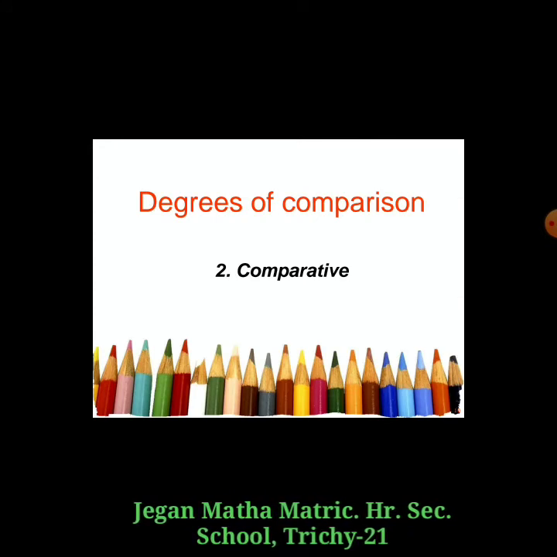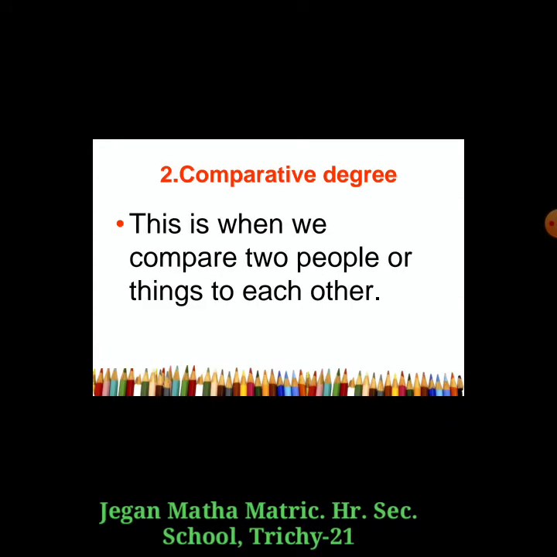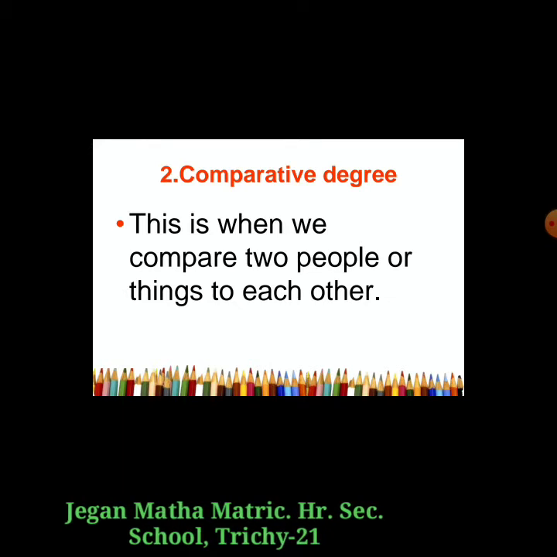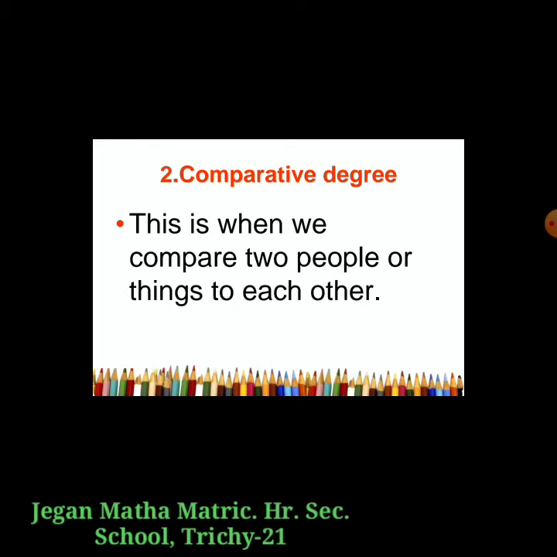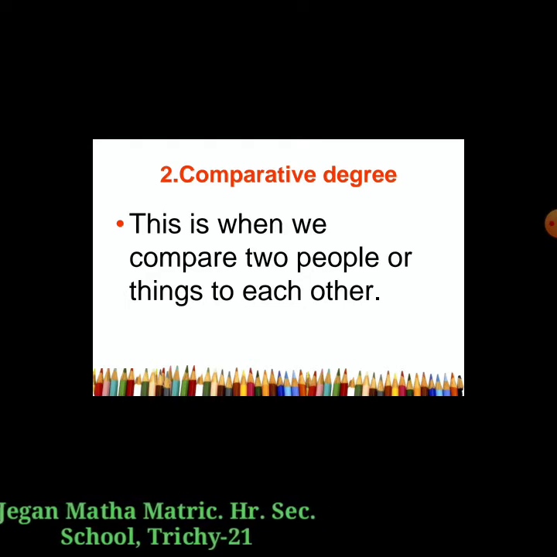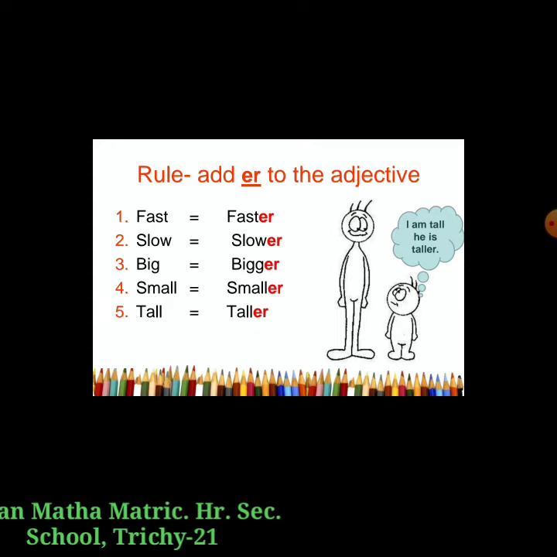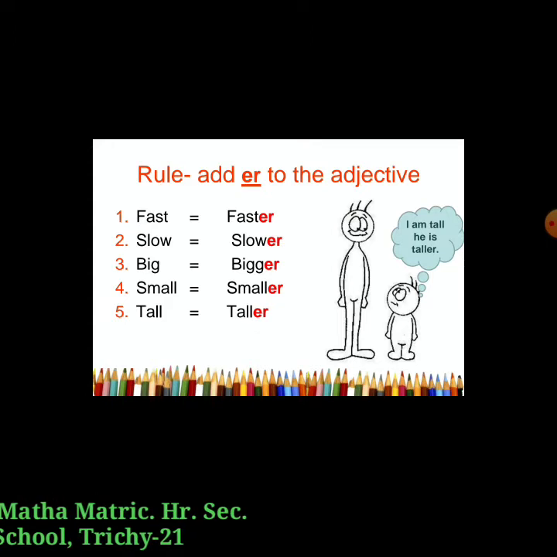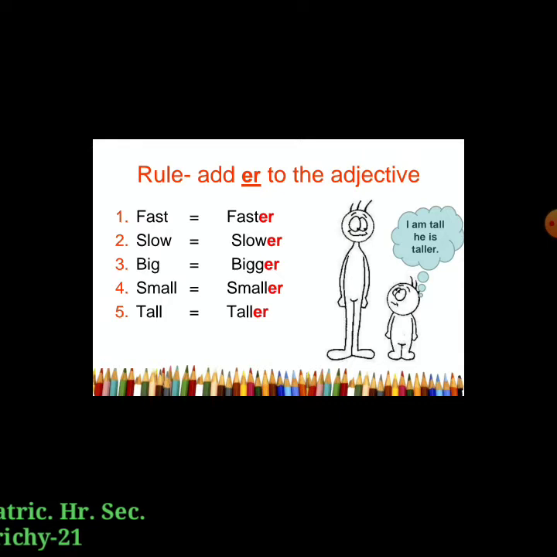Degrees of comparison. Second one is comparative. This is when we compare two people or things to each other. That is comparative degree. Rule: add er to the adjective. Fast, faster. Slow, slower. Big, bigger. Small, smaller. Tall, taller. Fast without er, the normal adjective, is called positive. The comparative degree: add er to the adjective.